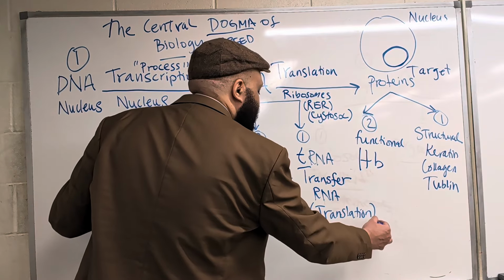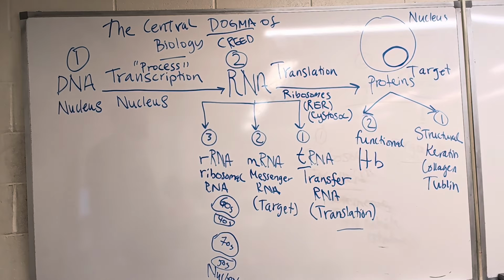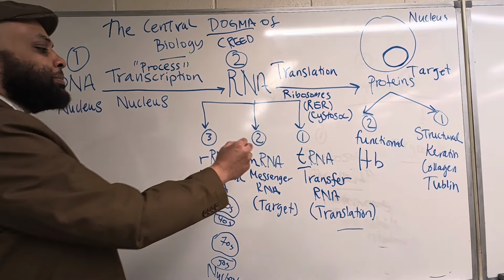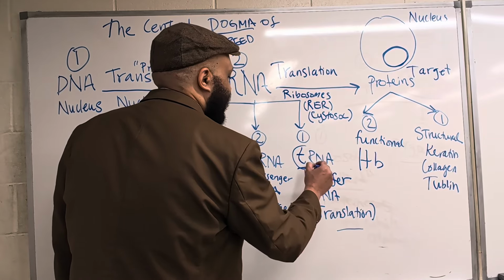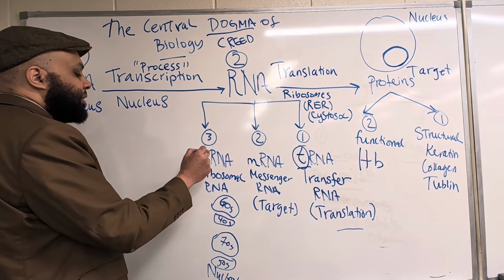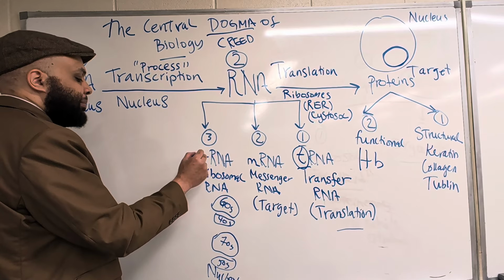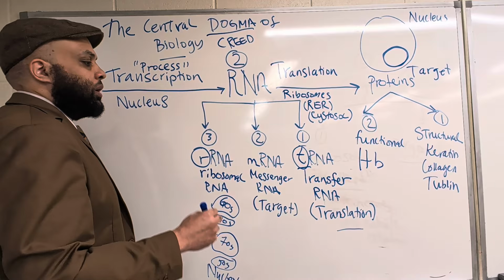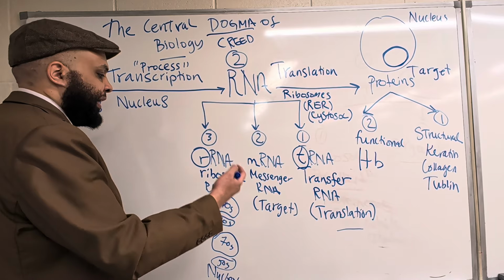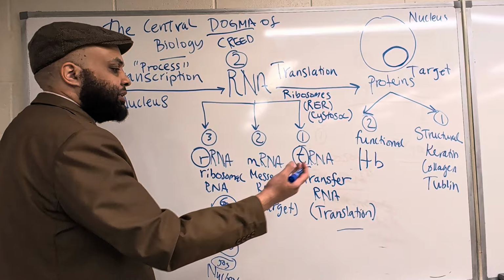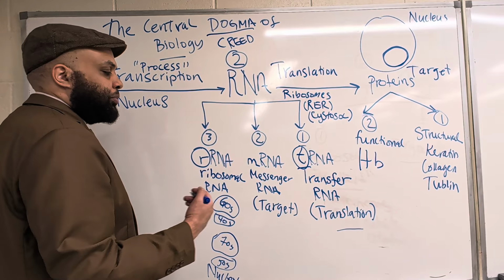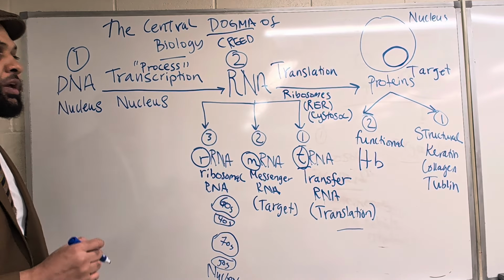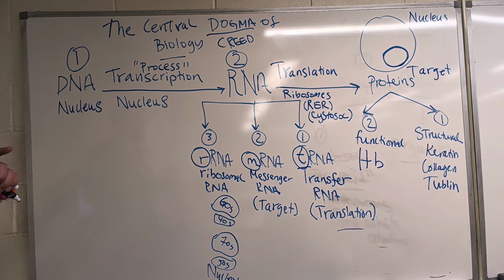Where does translation take place? It takes place in the ribosome. So who helps out in translation? tRNA. Who helps out in preparing the structures of the ribosomes? The rRNA. And what is the actual RNA transcript that we need to read in the ribosome and use the tRNA to bring the amino acids to make the protein polypeptide? The mRNA. So this is the central dogma of biology.